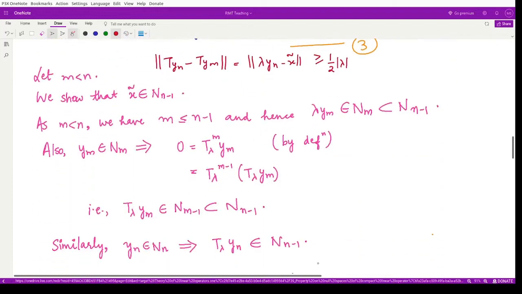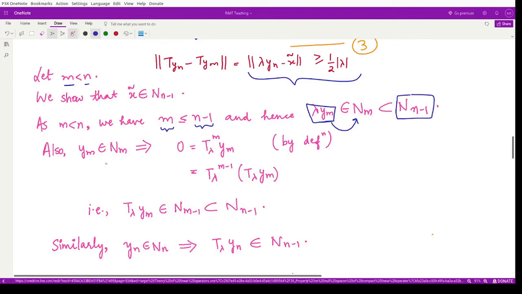Now in order to prove this, the second part of this thing, we consider that the index m is less than the index n, and we show that this x tilde is present in the null space N n minus 1. Because m is less than n, m has to be less than or equal to n minus 1. That is quite obvious. And if m is less than or equal to n minus 1, then ym, which is a member of Nm, when multiplied with lambda, there is no issue. So lambda ym is a member of Nm, and this Nm is contained in N n minus 1. Why? Because m is less than or equal to n minus 1 here. So this is one term: we have lambda ym contained in N n minus 1.